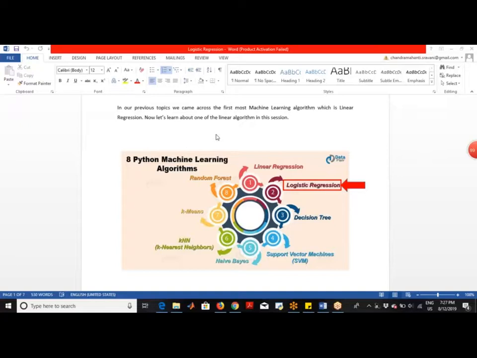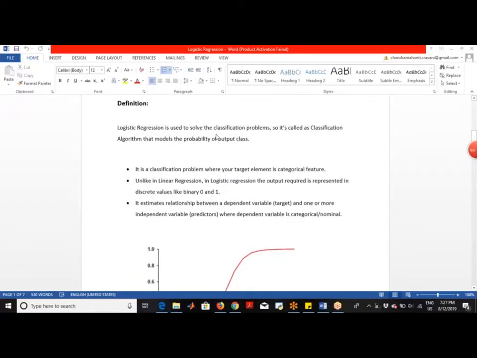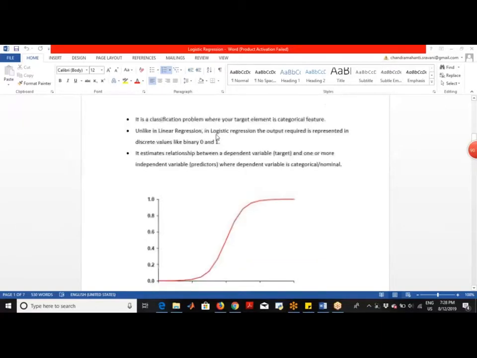Okay, right. So what is logistic regression? It is used to solve our classification problem. For example, in linear regression, we have a linear curve which is continuous. So what if the output we are seeking is discrete or categorical, like binary 0 or 1? In that case, logistic regression comes into the picture.